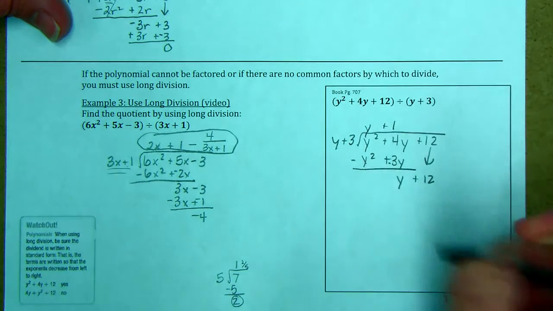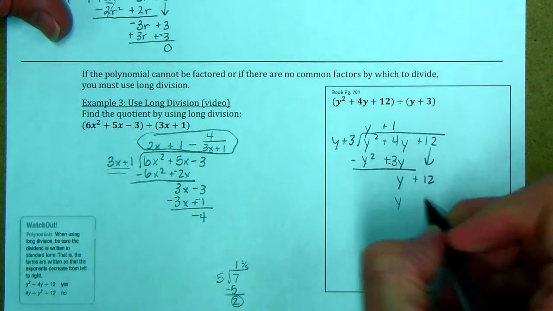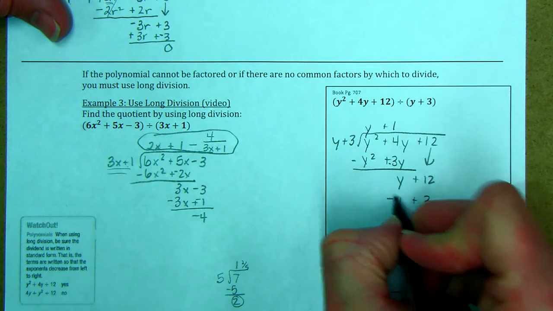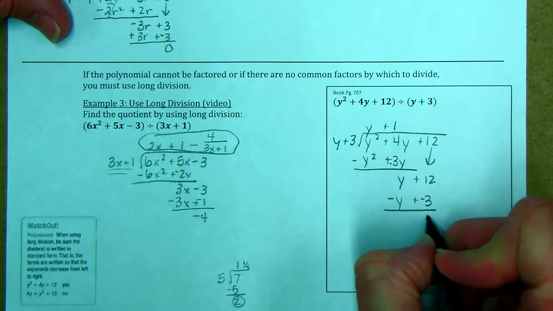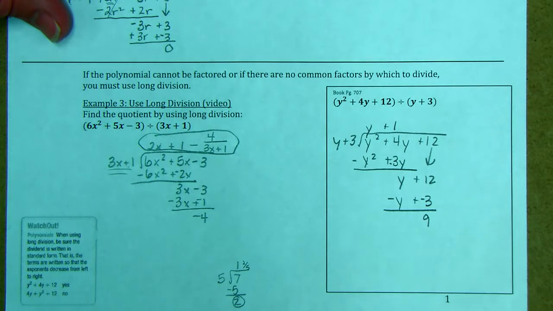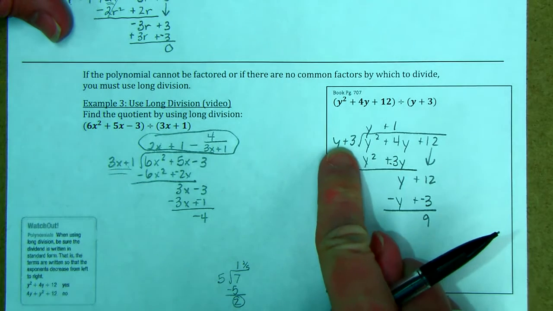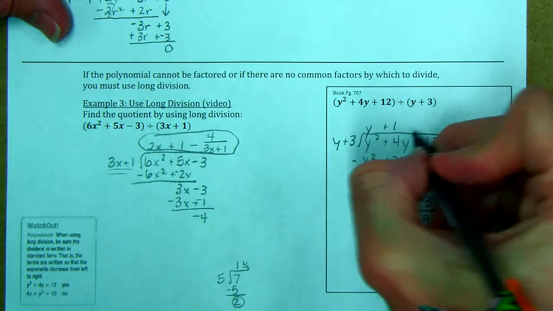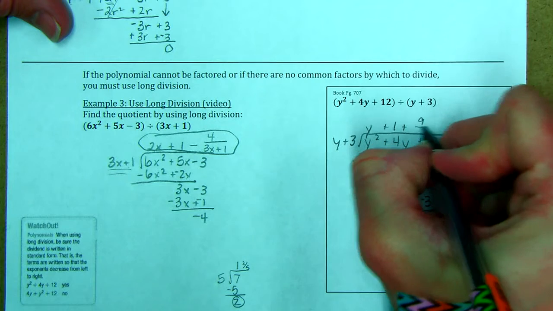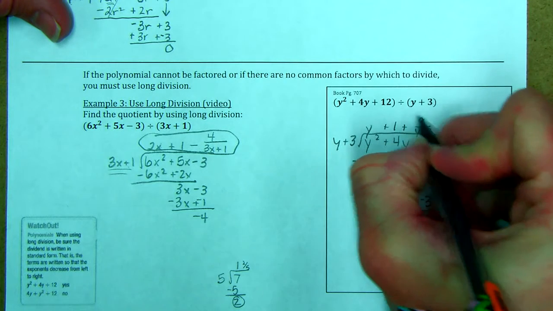We have a 9 as our remainder, so we're going to take our remainder and place it over our divisor. So it's a positive, so it's plus 9 over y plus 3. And there is our answer. Now, if you choose to write it separately, so that's not over top, you can. But that is the gist of it.